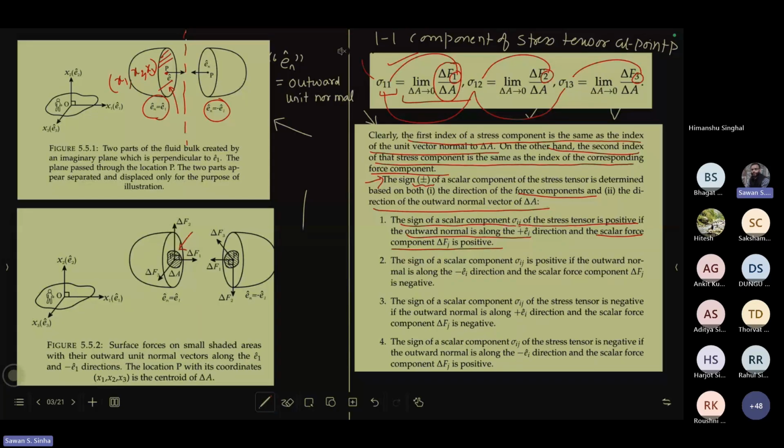So both the unit normals, outward unit normals. See, both are outward unit normals. If the outward unit normal is along plus ei direction and the force is also along plus ej direction, the sign of the scalar component of sigma ij will be positive. The sign of the scalar component of sigma ij is positive, again positive, if the outward normal is along the minus ei direction and the scalar force component delta fj is also negative. Still it is positive.